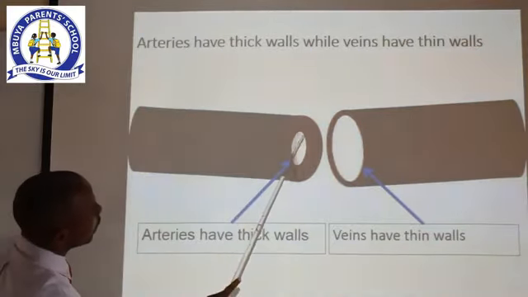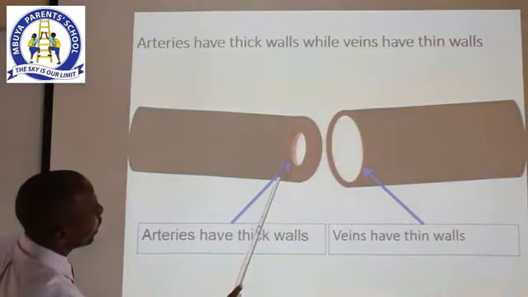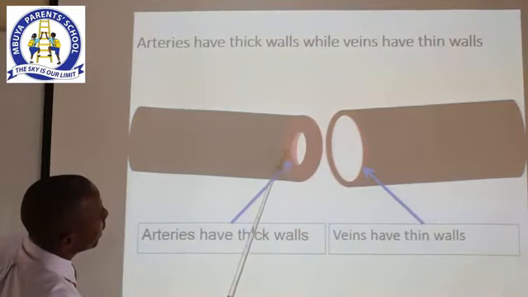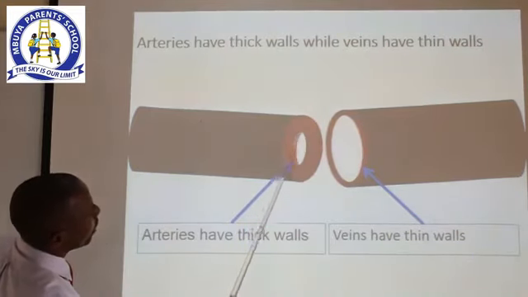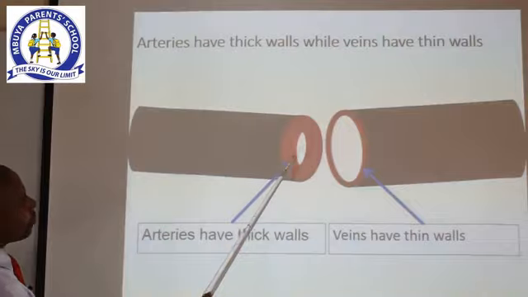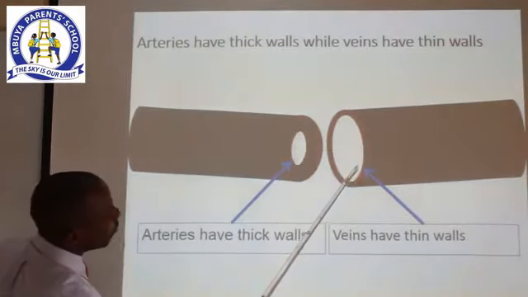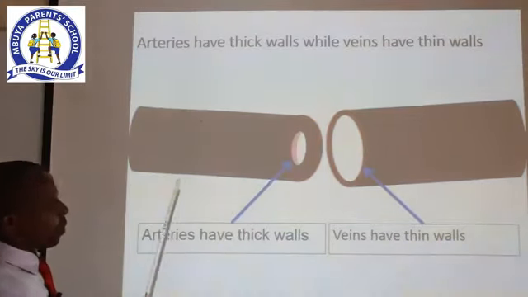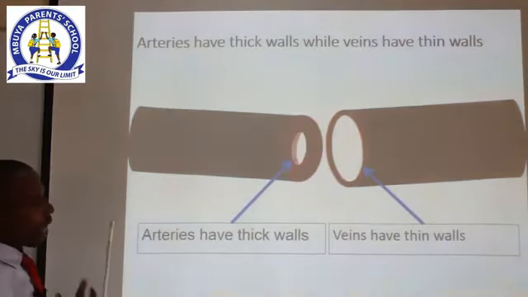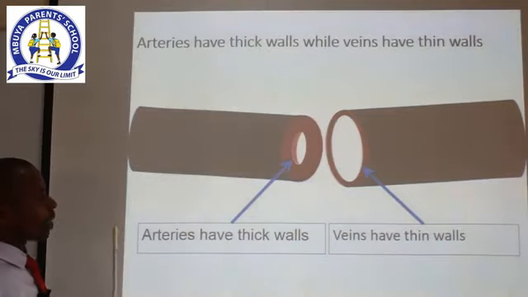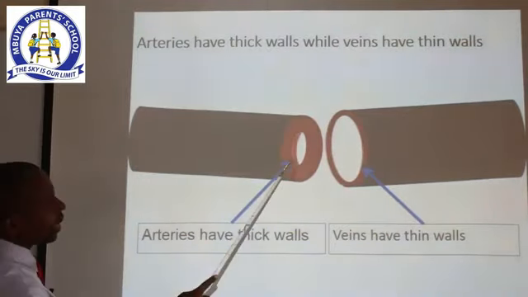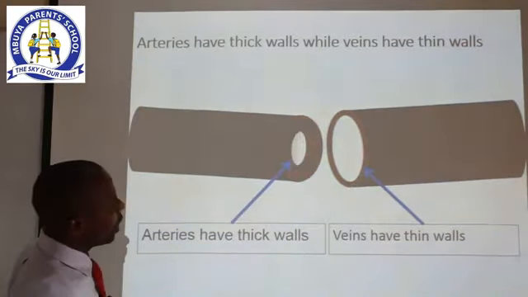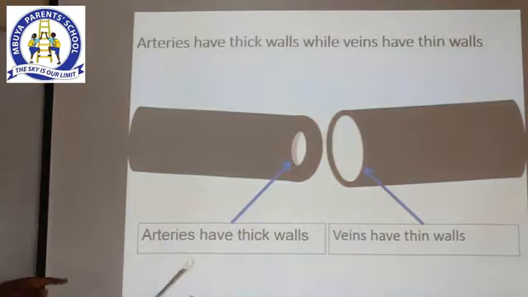If this one is the lumen, the passage, now we are looking at the thickness of the walls here. Arteries have thick walls. The veins, theirs are thin. Why are these ones thick like this? Remember, we said arteries carry blood at a greater pressure, or the pressure of blood is too high. That's why they have thick walls and these ones have thin walls. I've talked about the pressure of blood.